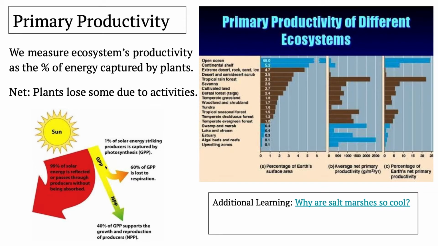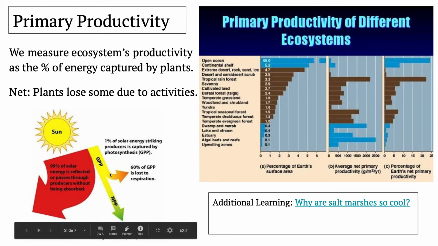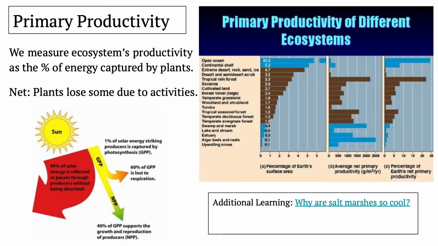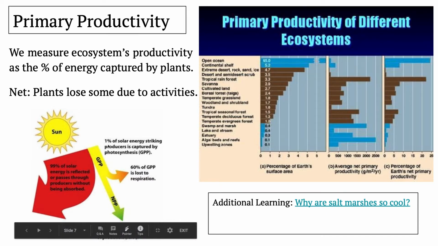Now there's gross primary productivity and net primary productivity. About 1% of all solar energy that strikes a plant can be captured and used to create glucose. About 60% of that, though, is going to be lost to respiration, which is a lot higher than most people's tax brackets. About 40%, so 0.4% of all solar energy, is going to be captured and used to create new biomass.